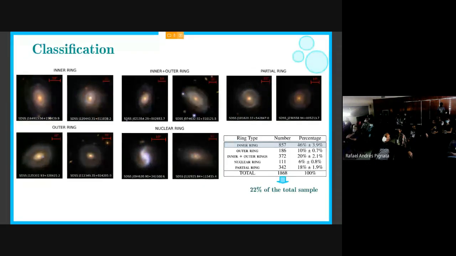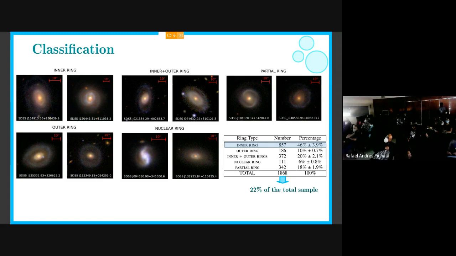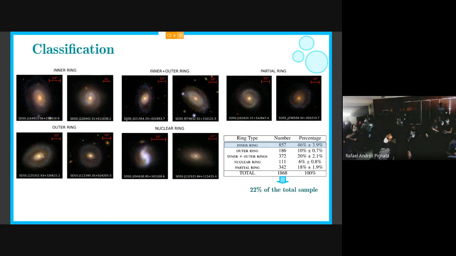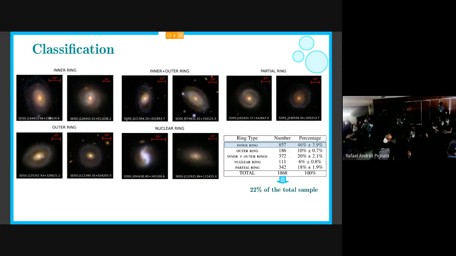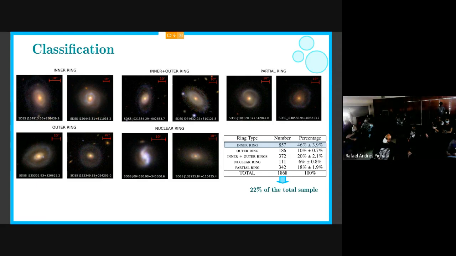In these images, you can see some examples of different classified galaxies. You can see spiral galaxies with inner rings, with inner and outer, with partial or pseudo rings, outer and nuclear rings. And in this table, we summarize the principal results.